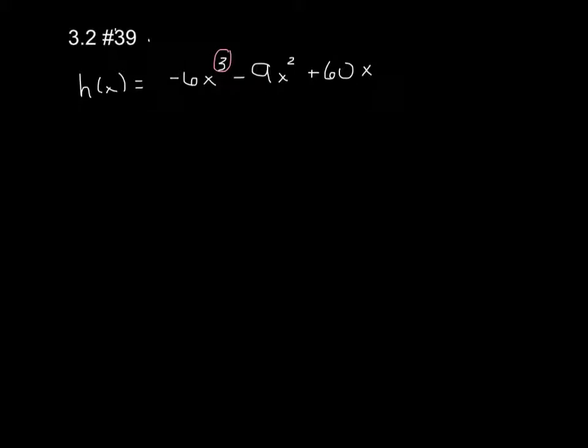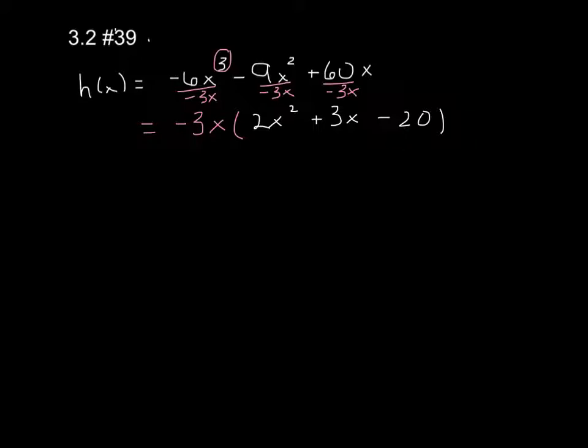But I do have a common factor. All of the terms are divisible by 3, and since the leading term is negative, I'm going to factor out a negative 3. Also, all of the terms have an x. So when I factor out a negative 3x from each term, it's going to change the coefficients, and it's also going to reduce the powers of the x's, so that I get positive 2x squared plus 3x minus 20.